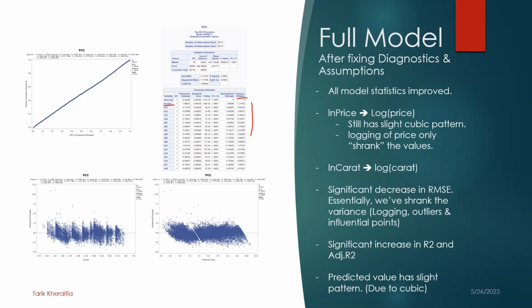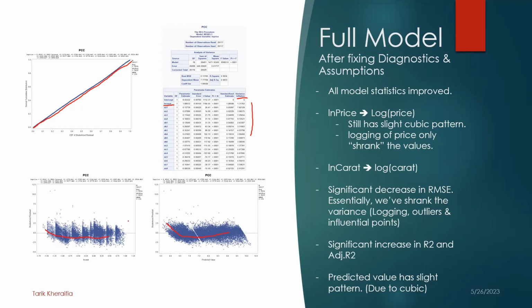We have a normal probability plot here, which fulfills the normality assumption. And I'd like to mention here that there's still a slight pattern, but we will disregard this. This is because we logged price and carats as well, which only shrank the values. So the pattern still exists, but it's only shrunken. So we superimposed the transformation and moved on with the purpose of developing the model.